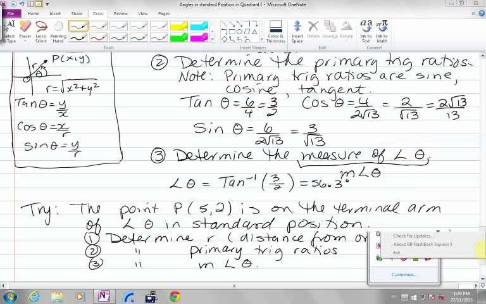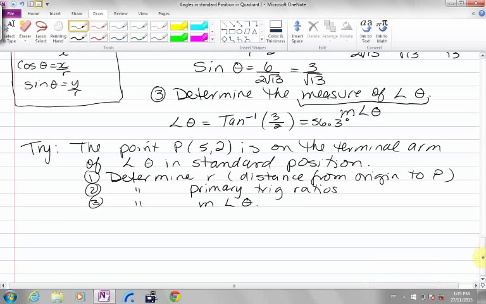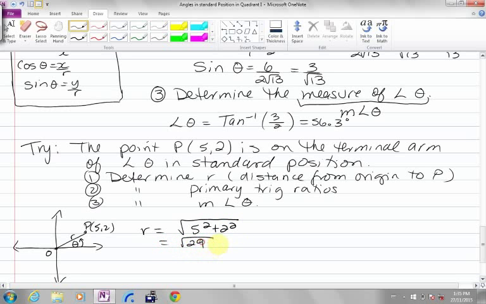All right, let's see how we did. Okay, so our picture over 5 up 2 looks something like this. So there's P at 5, 2. Here's R. Here's theta. Here's the origin. So R is equal to the square root of 5 squared plus 2 squared. So 25 plus 4, root 29.